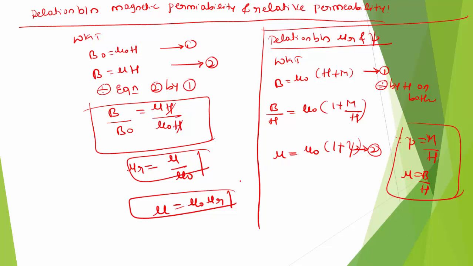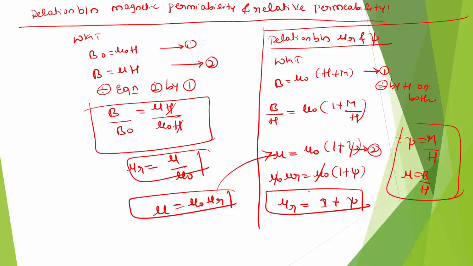And mu equal to, substituting this value here, mu naught into mu R, which is equal to mu naught into 1 plus psi. Therefore, the mu naught and mu naught cancel each other. Mu R is equal to 1 plus magnetic susceptibility. This is equation number 3. This is the exact relation between the magnetic permeability and the magnetic susceptibility.